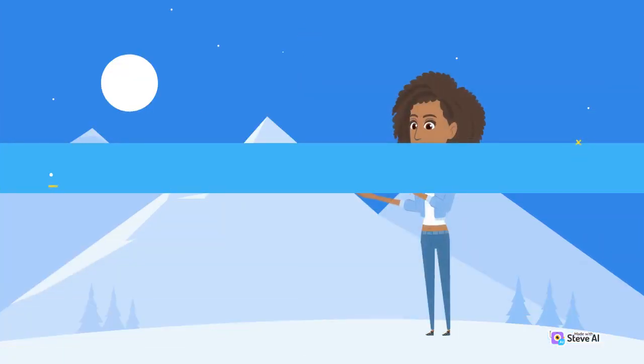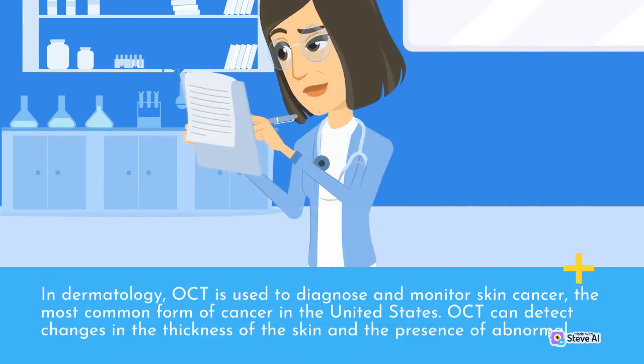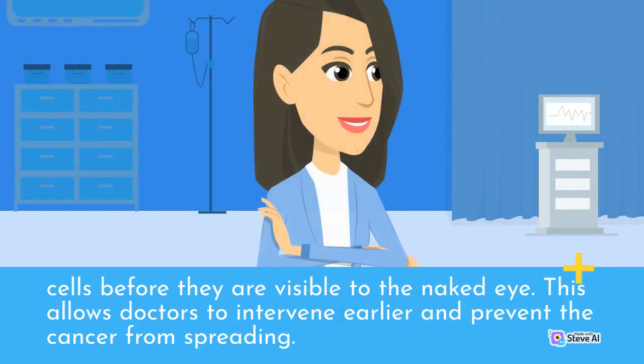In dermatology, OCT is used to diagnose and monitor skin cancer, the most common form of cancer in the United States. OCT can detect changes in the thickness of the skin and the presence of abnormal cells before they are visible to the naked eye. This allows doctors to intervene earlier and prevent the cancer from spreading.